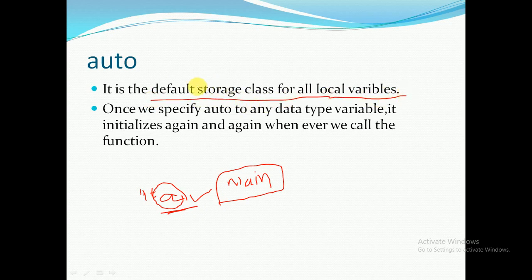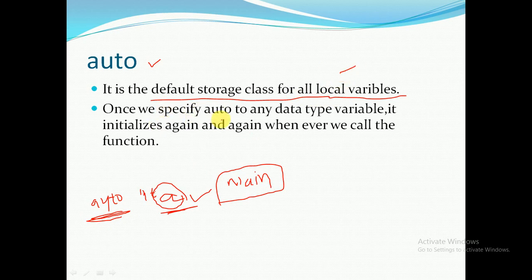So it is the default storage class for all local variables. That means if you write the auto keyword when you declare a variable, no problem. If you do not write it also, no problem. Normally we write int a; if you write auto int a also no problem, int a also no problem. Default means if you write it also no problem, if you do not write it also no problem. So here auto is a keyword which is going to store all the local variables only.